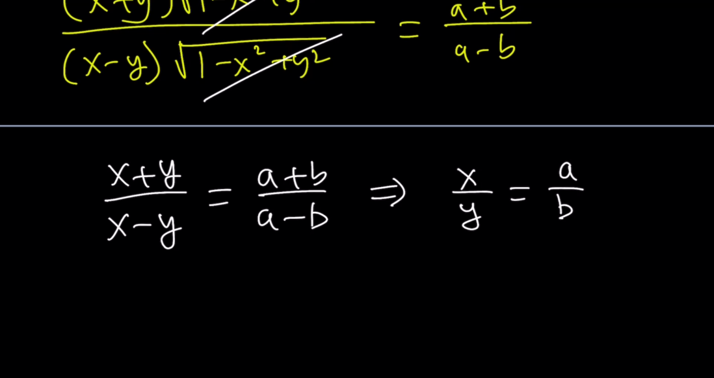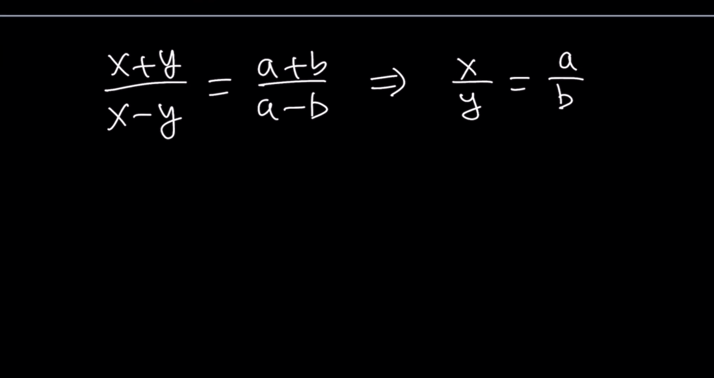This is cool because now I can replace x with something and y with something. And what is that thing? I can call x equals ak and y equals bk. Because k is going to cancel out, obviously k is not 0.